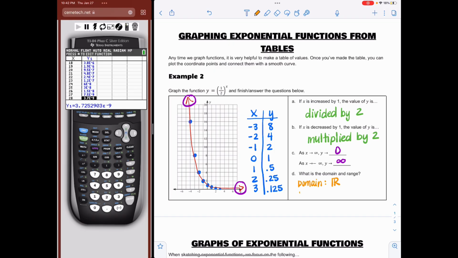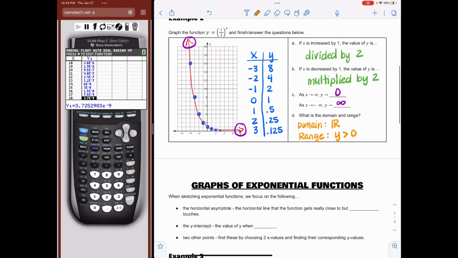Now the range refers to your y values, or how high or how low your graph gets. We see that the graph is going up forever, so I know that my y is going towards positive infinity. But we can see that the lower part of the graph is not going down forever; instead it's going down and then it's going to level out. So we can say the range is y has to be greater than 0, because remember, it's never going to touch it. It's just going to get very, very close to it.